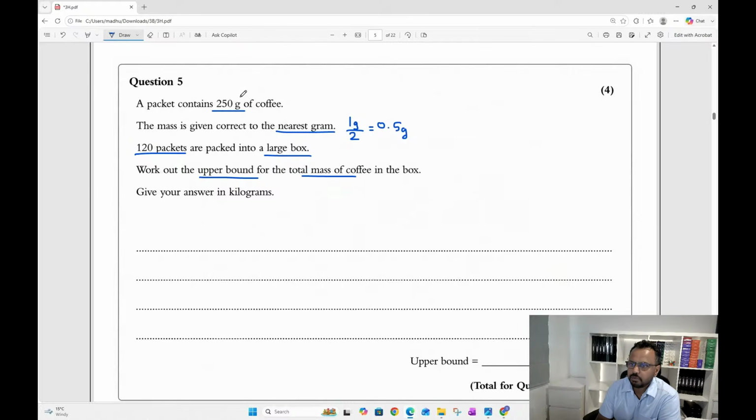Now, how do I find the upper bound, guys? You need to add 0.5. So, the upper bound is 250.5 grams. Now, what is the upper bound of the total mass?